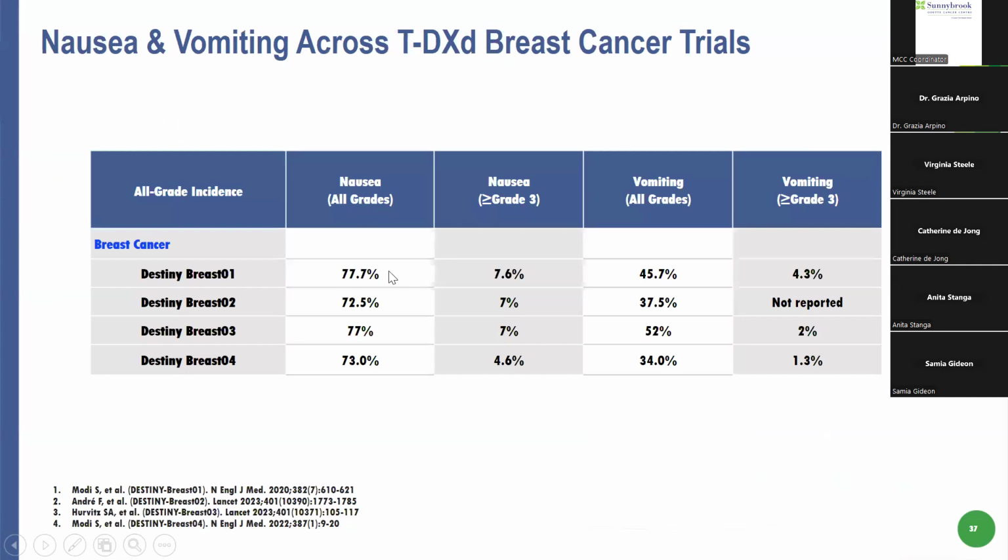And these are, again, the rates of nausea and vomiting among the different trials, just to stress the consistency of the way the side effects happen. So it's a true effect that is not related to one trial compared to another trial.